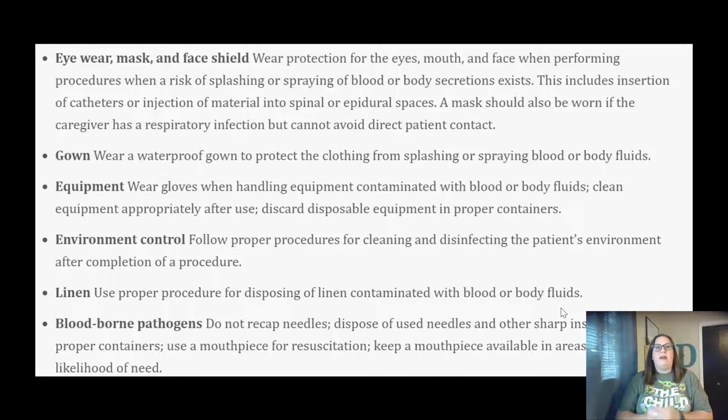Another thing would be wearing eye protection. Okay, whether this is going to be a type of mask or face shield. This is to reduce the risk of splashing or spraying blood or body secretions into your face. This is one reason why we see that surgeons will wear these things to help protect them. A gown, this is a waterproof type gown, again to help prevent your clothes from getting contaminated. We might see certain kinds of equipment that are going to be useful, and we need to clean equipment appropriately.